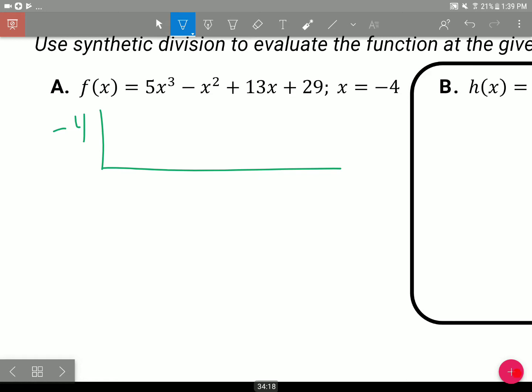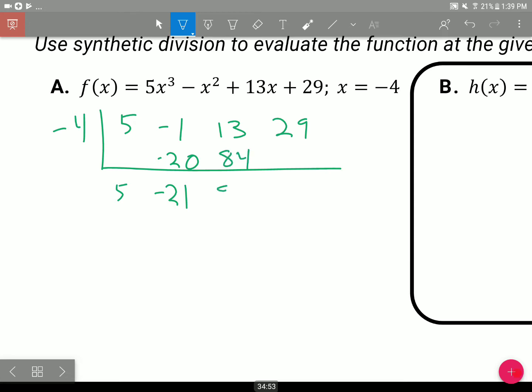Do we need to add any zeros? No. So 5, -1, 13, and 29. Yeah, this one's going to look a little big, but so what? What's step 1? Bring down the 5. What's 5 times -4? -20. What's -20 minus 1? -21. Anybody know what -21 times 4 is? 84. Good. 4 times 2 is 8, 4 times 1 is 4. Is it negative or positive? Positive 84. Good. Add them up.